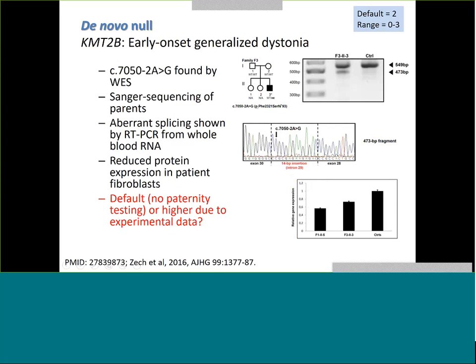What they did do was to go on and show that this particular variant does affect splicing, as you would expect. It's a -2, of course, essential splice site change. But they did show that looking at cDNA. So basically, they found that there was skipping of exon 29 and then use of a cryptic acceptor splice site in intron 29, which results in this abnormally sized fragment. And that results in a frame shift. So they did show that it affects splicing, and there was also reduced expression of the protein in patient fibroblasts.